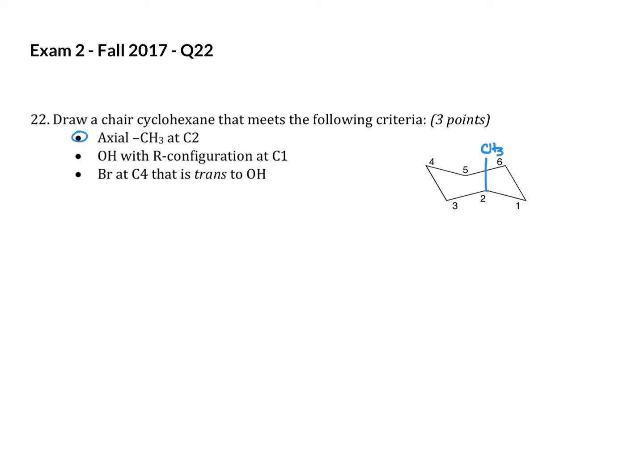Okay, the next thing is to put in an OH with an R configuration at carbon 1. And this one can be a little bit tricky. So let's go ahead and just draw in our substituents like this, and the OH will go in at one of those positions. But how do we know which one? Well, on the chair, it can be a little bit difficult to decipher. So what I recommend doing here is actually drawing this in a more two-dimensional form with dashes and wedges.